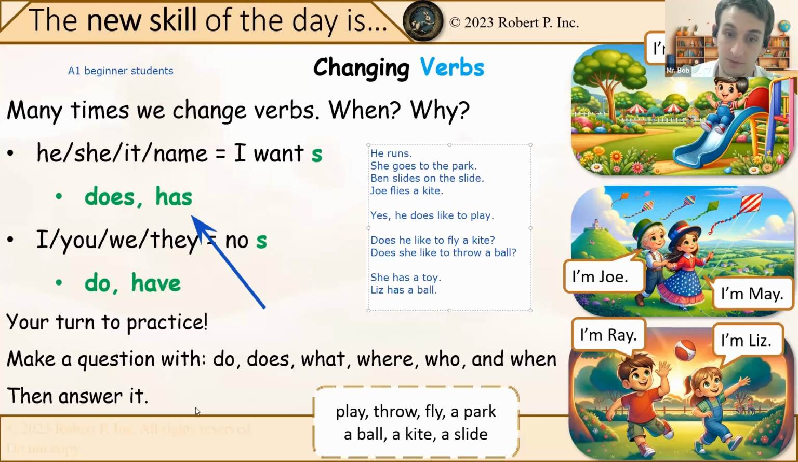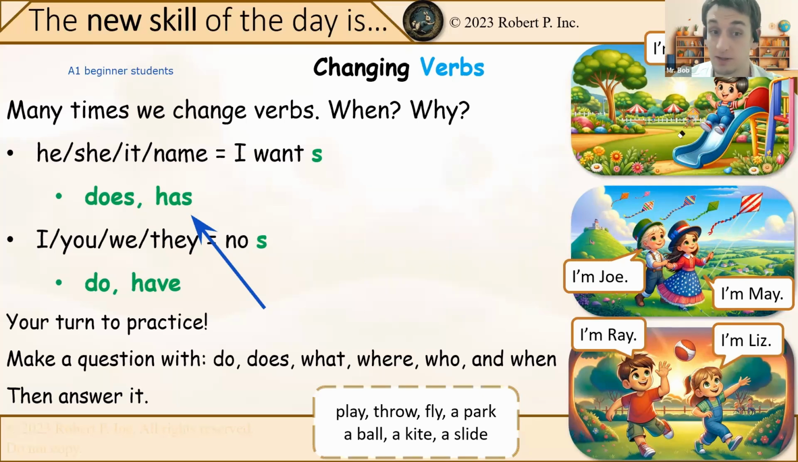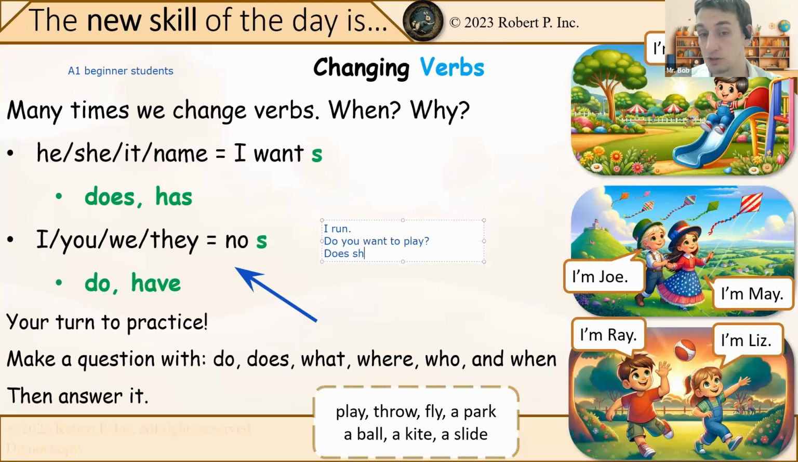Then I, you, we, they. No S. Or do or have. I run or I runs? I run. Or do you want to play? Does she want a ball?